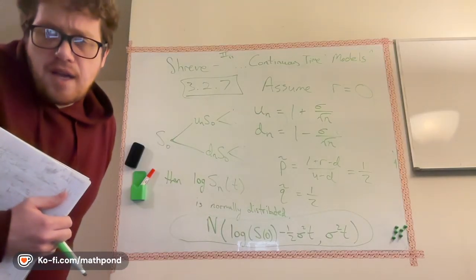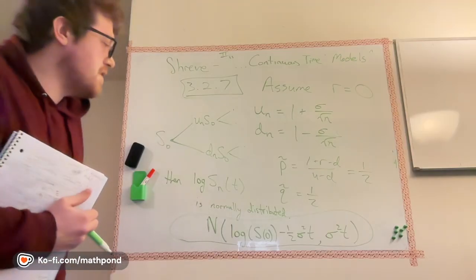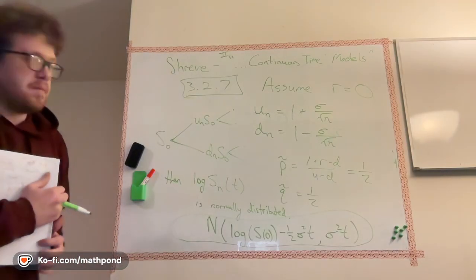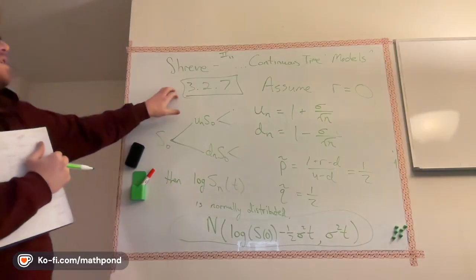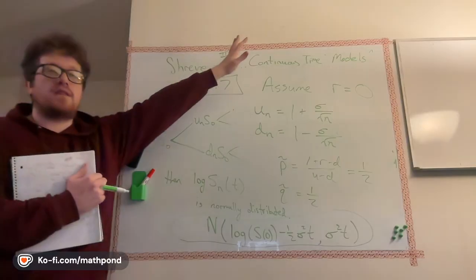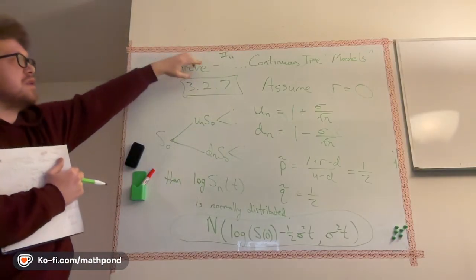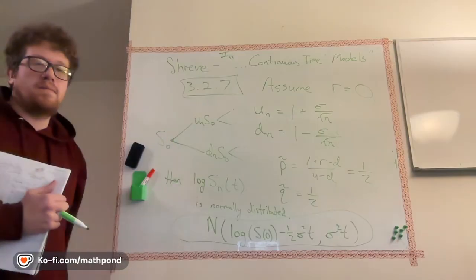Did you show this in the last stream, or is this new? Yeah, this is new. I haven't shown this in the last stream. No, this is all new. Yeah, this is in 3.27. I haven't talked about this second book yet, the continuous time model. So this is the first time I'm referencing it.